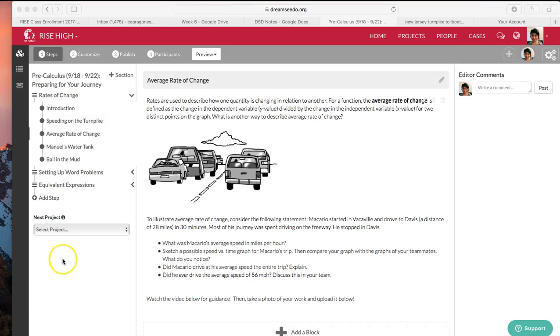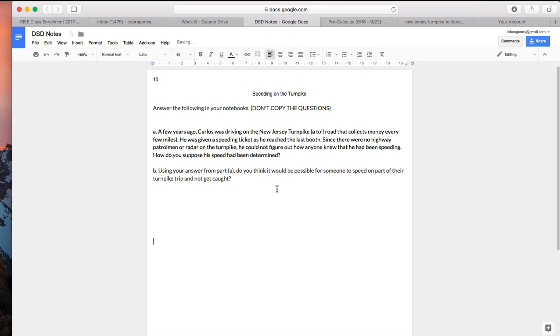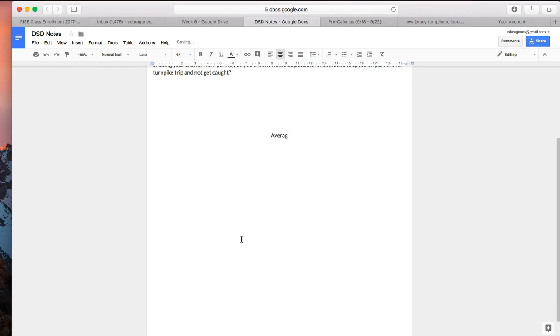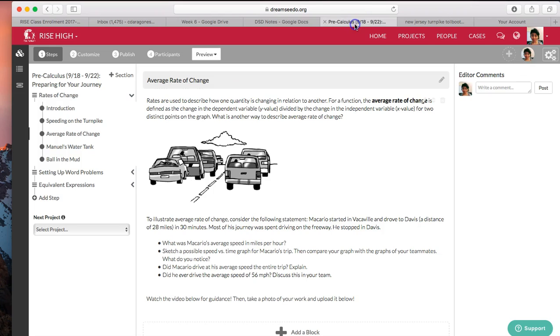Okay, so in this part of the challenge, you're going to be learning about something called average rate of change. So in your notebook, go ahead in the next empty place, write down the title, average rate of change. And we're going to go ahead and read this together.